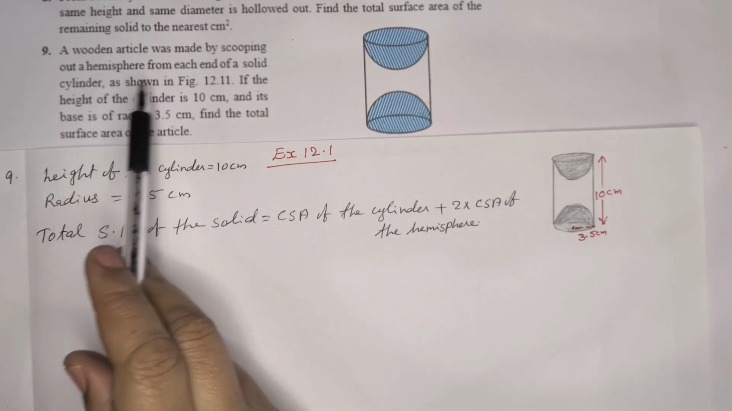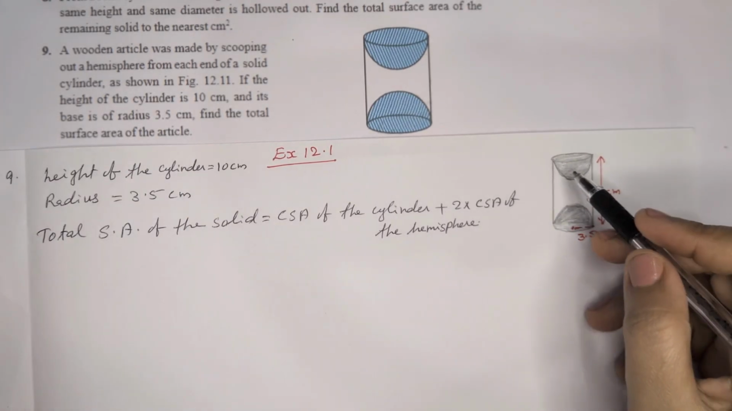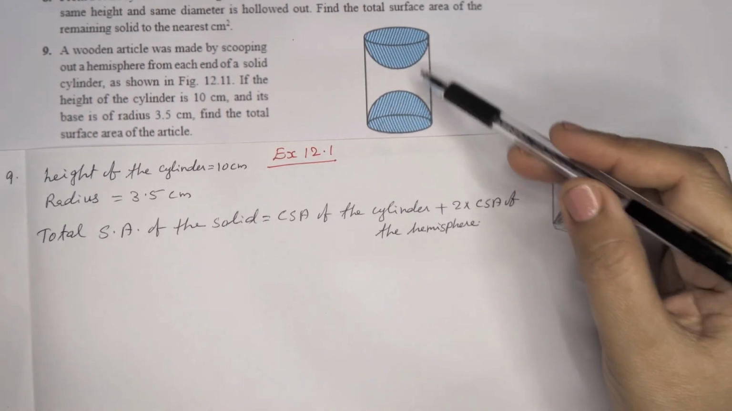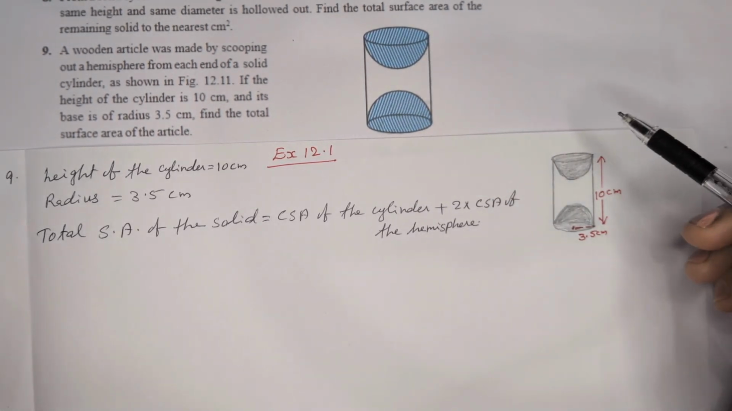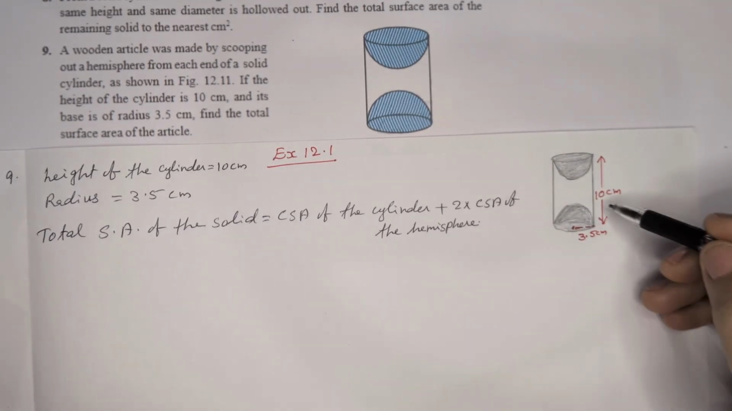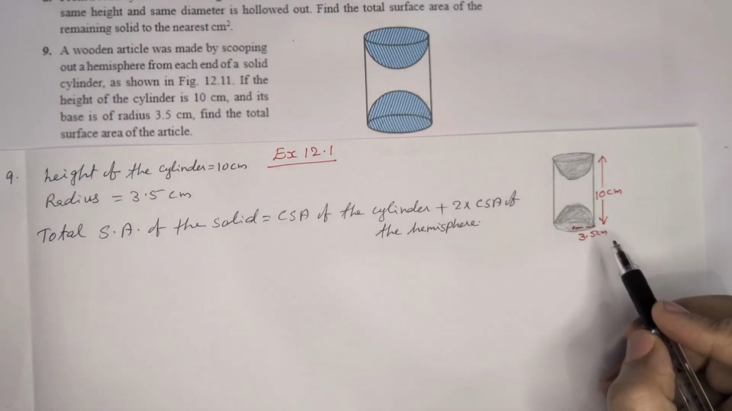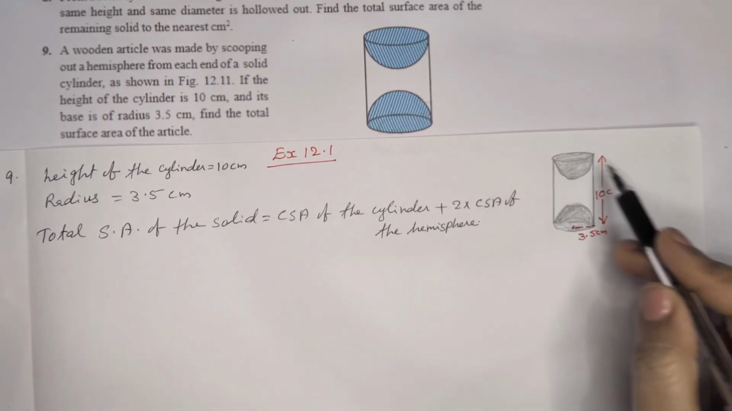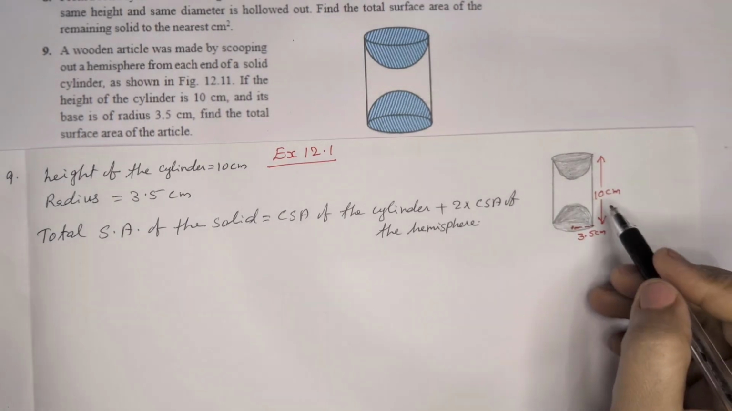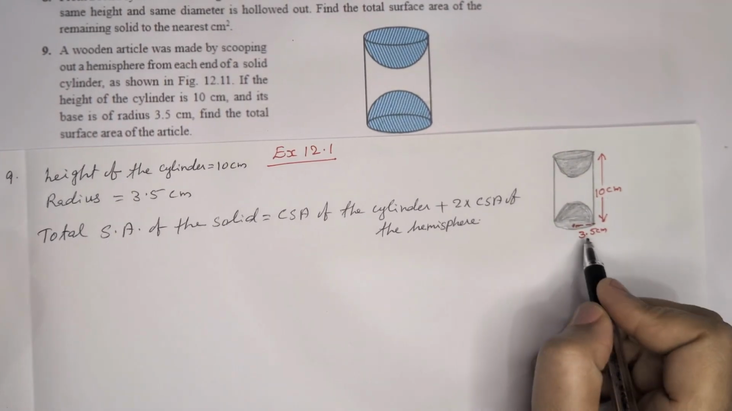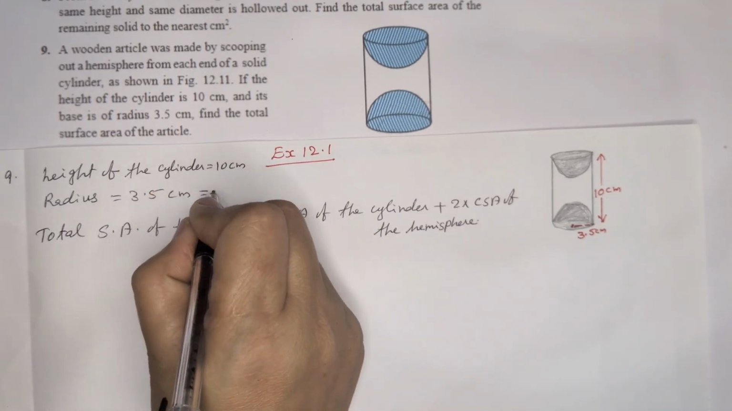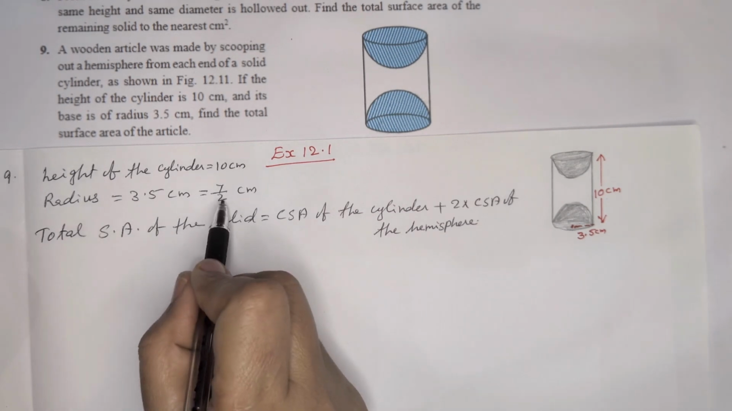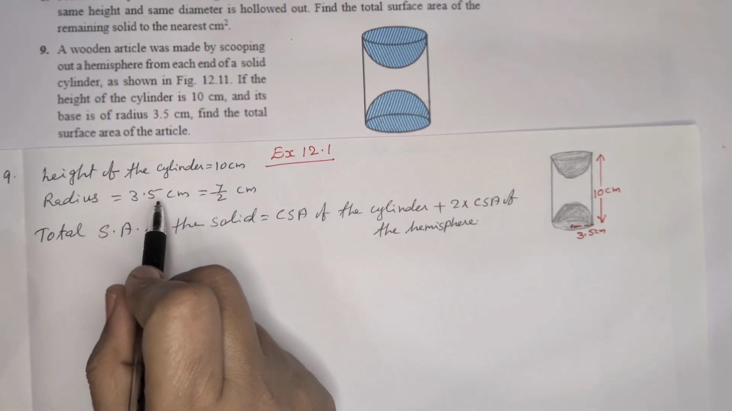Question number 9. A wooden article was made by scooping out a hemisphere from each end of the solid cylinder as shown in the figure. If the height of the cylinder is 10 centimeter and its base radius is 3.5 centimeter, find the total surface area of the article. For that, height of the cylinder is 10 centimeter, radius is given as 3.5 centimeter, that we can write as 7 by 2 centimeter. To make the calculation work easy, to avoid decimal point, we can write that as 7 by 2. 7 by 2 is equal to 3.5.